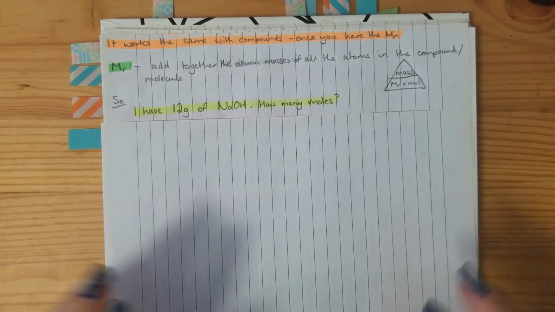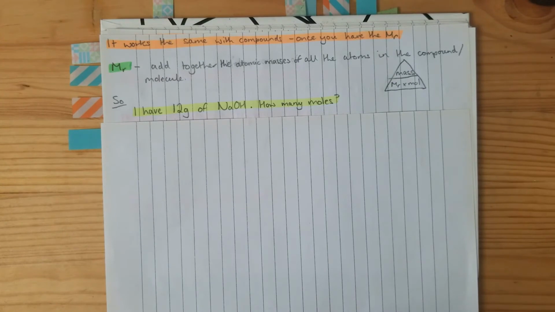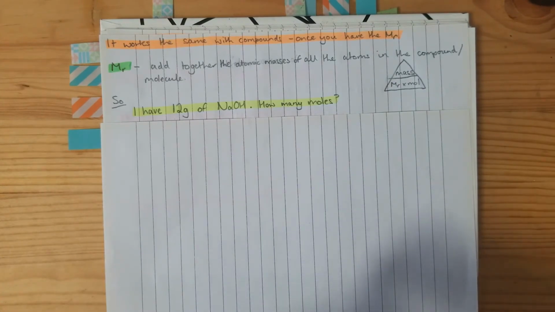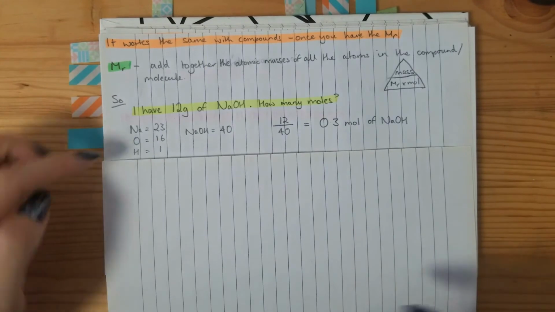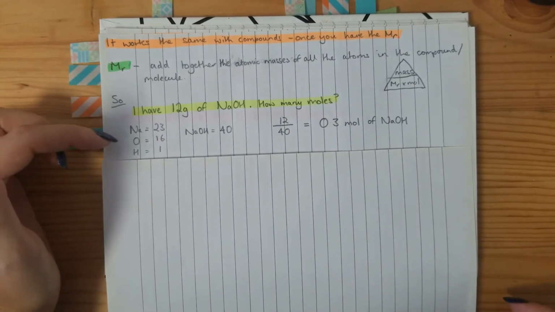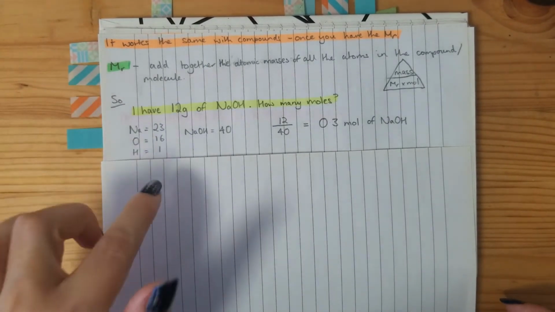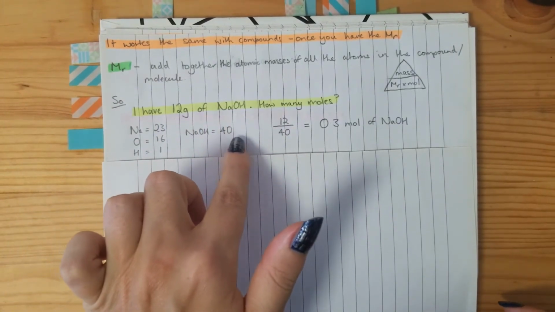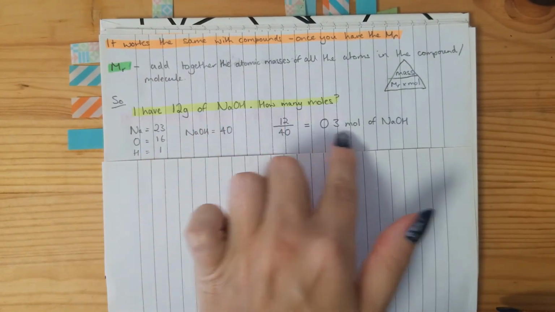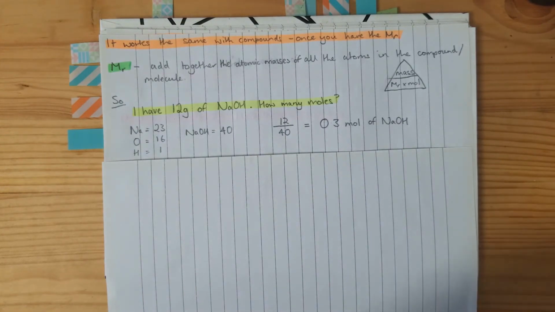So if I had 12 grams of sodium hydroxide, how many moles do I have? Sodium hydroxide is something we commonly use, so we could work this out. Well, we know sodium weighs 23 from the periodic table, oxygen 16, hydrogen 1. We add those together because there is 1 of each, so we get an MR of 40. We would do 12 divided by 40, which gives us 0.3 moles of sodium hydroxide.